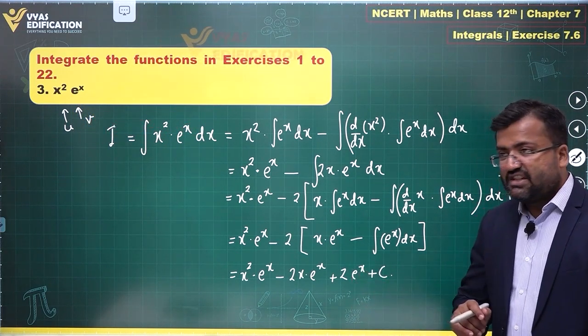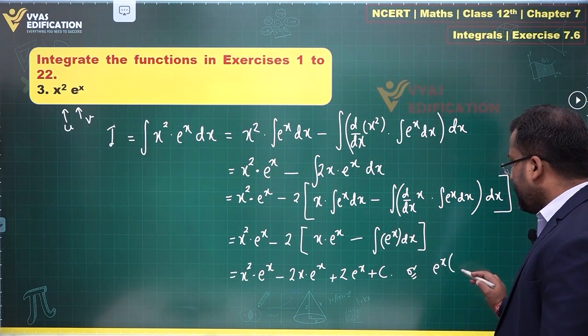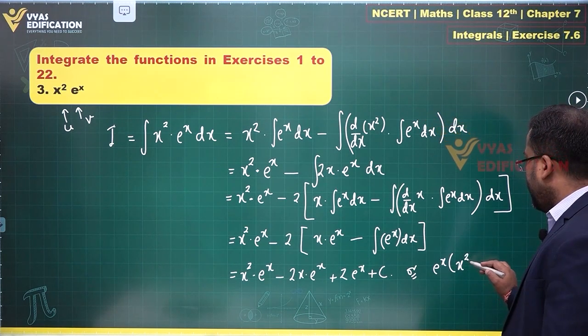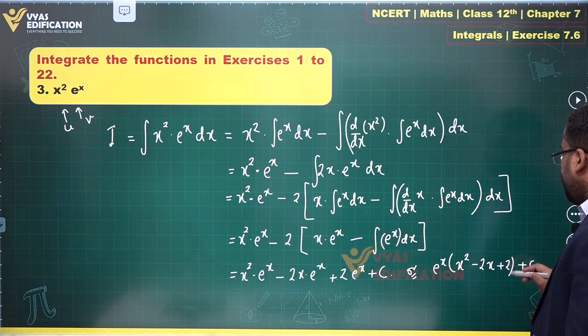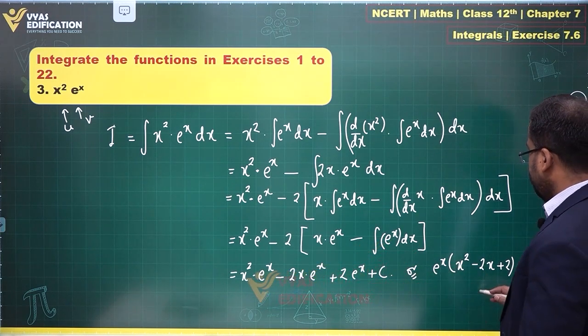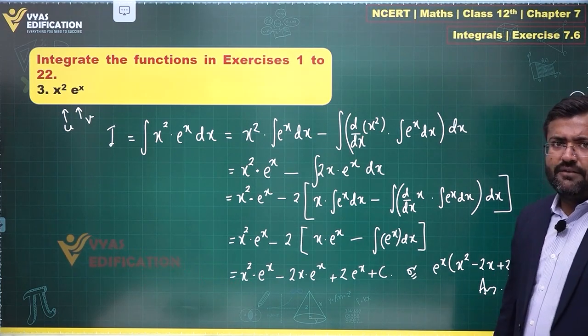And this is my final answer for this question, or I can write it as e power x, if you can observe, can be taken out common. X square minus 2x plus 2 is what I get, plus a constant, and that is my final answer for this particular question. Is that okay? Yes, this is what you get.